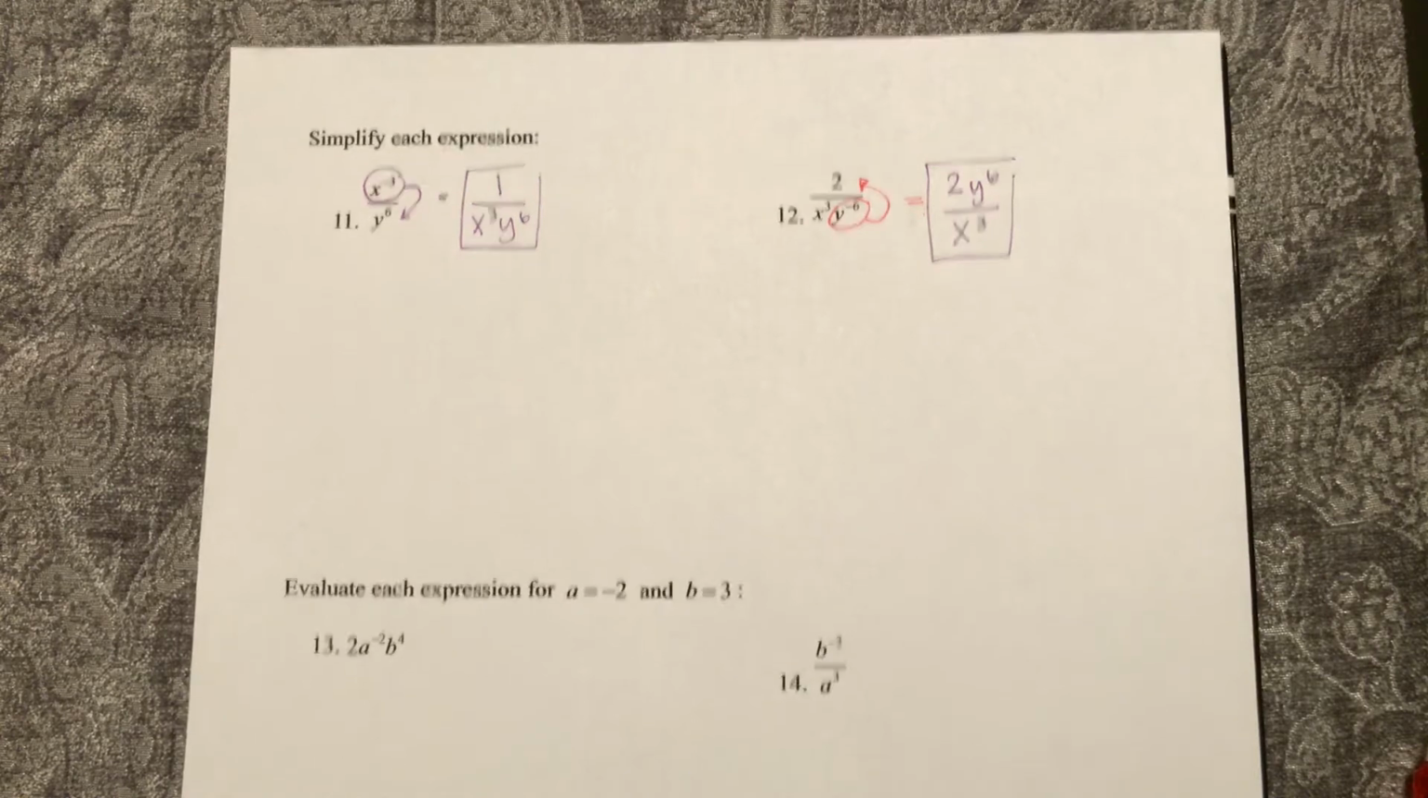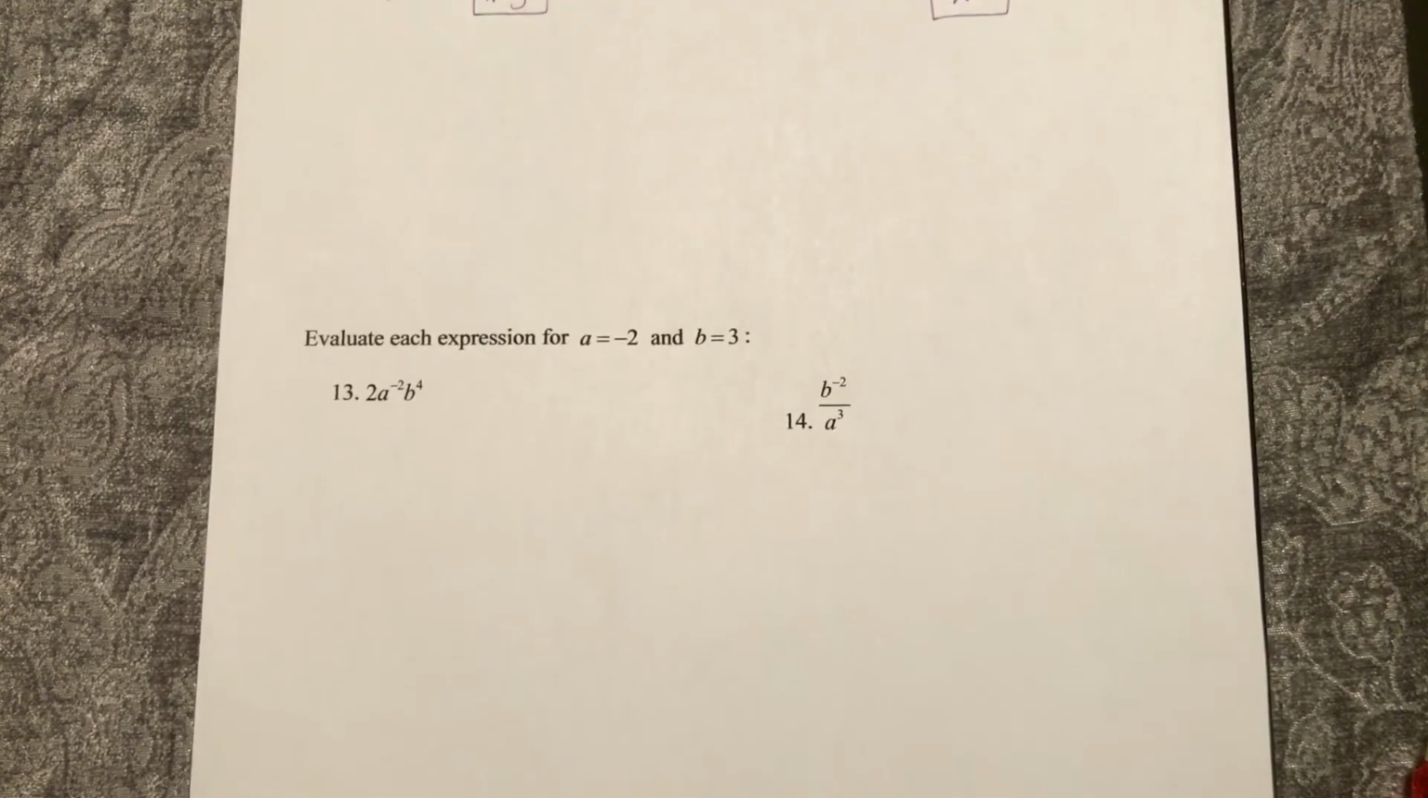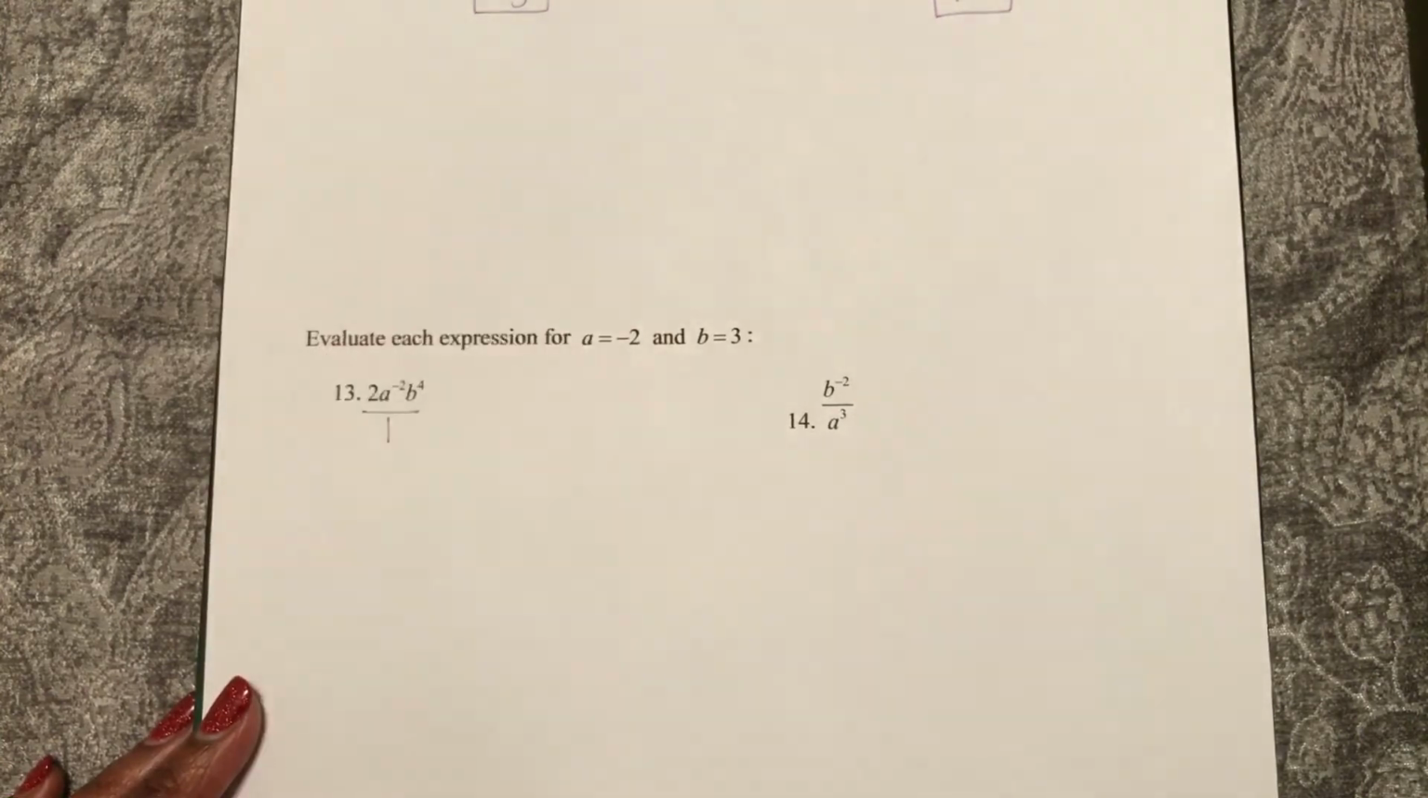So now let's get one where we are doing a couple things. We're going to evaluate each expression for a equals negative 2 and b equals 3. Now, before I evaluate, which means to substitute in these values, I want to simplify this expression first so that there aren't any negative exponents. So this is over 1.